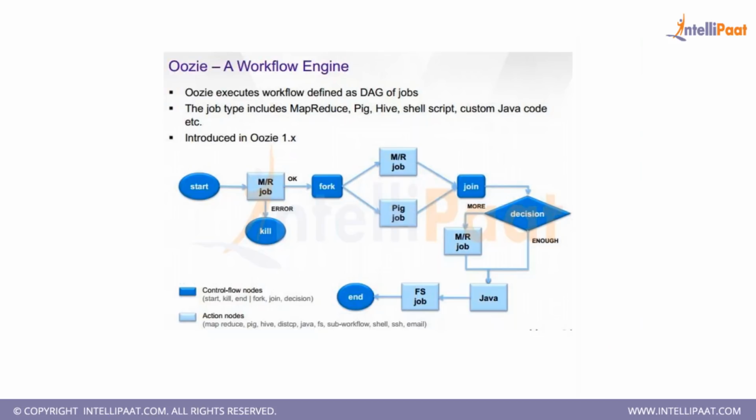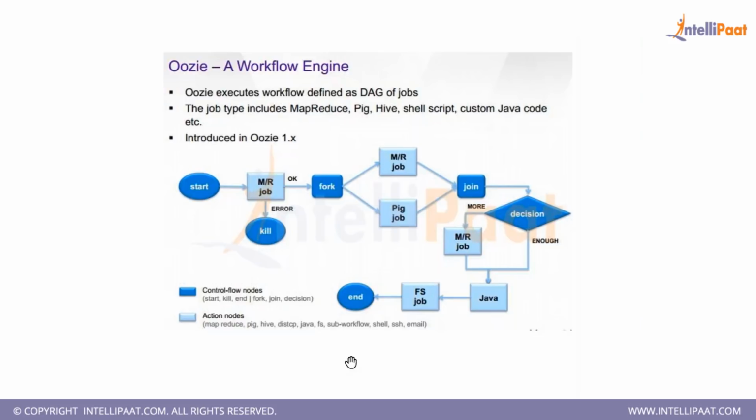So in this case, we can see if it is not enough, there is one more MapReduce job running. Then there is a Java action, and then there is a file system job, something like deleting a file or copying a file, and then the entire workflow will end. Oozie as such doesn't allow email notifications, but I think when you're using Cloudera, you can club it with Cloudera Manager, a tool to get email notifications. Yes, it is possible. So this is how a workflow will look.